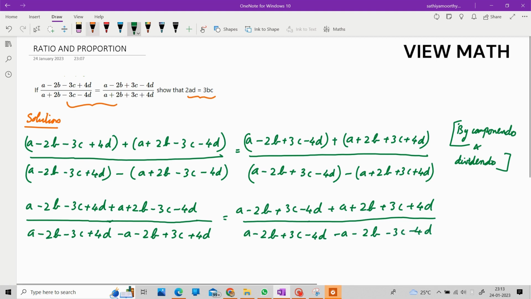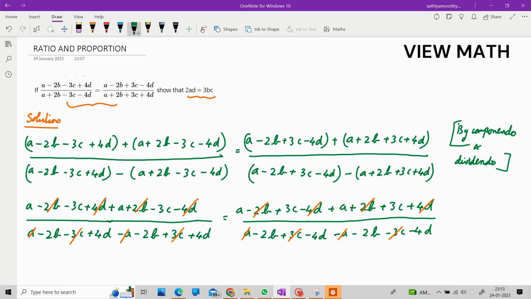Now I'm going to cancel the common terms in the numerator and in the denominator. I get minus 2b and plus 2b I can cancel, and plus 4d and minus 4d I can cancel. The denominator a and minus a, minus 3c and plus 3c I can cancel. Coming to the right hand side, I can cancel minus 2b plus 2b, minus 4d and plus 4d. In the denominator, a and minus a, plus 3c and minus 3c.